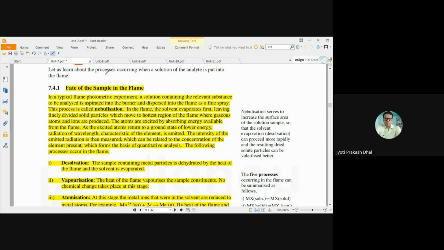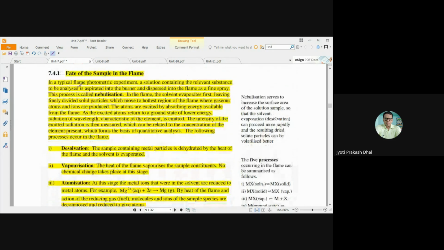So now let us discuss the processes occurring when the solution of an analyte is put into the flame. The first one is the fate of the sample in the flame. In a typical flame photometric experiment, a solution containing the relevant substance to be analyzed is aspirated into the burner. So that means the analyte substance will be aspirated into the burner of the flame and dispersed into the flame as fine spray. This phenomenon is called nebulization.